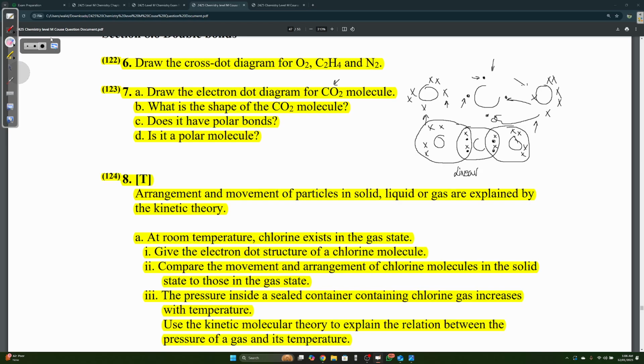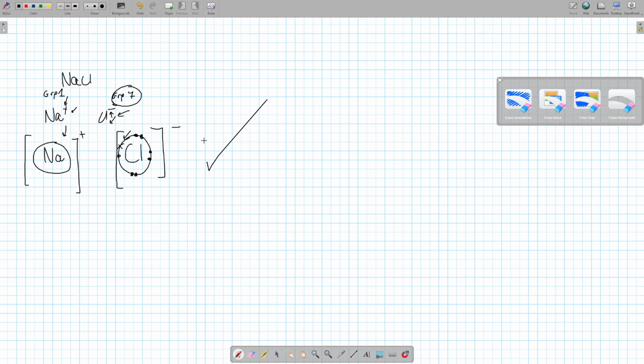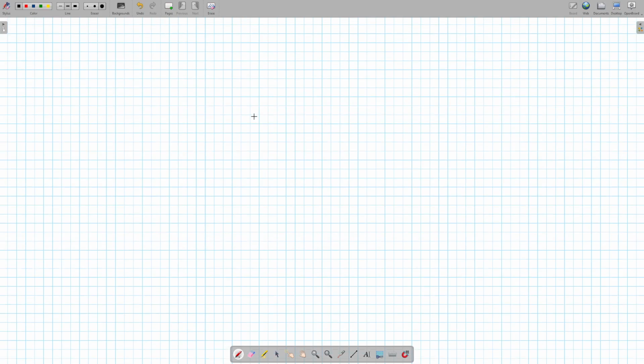Now, does it have polar bonds? Know that carbon dioxide is linear because they asked us, it was required. Does it have polar bonds? Is it a polar molecule? This is a new concept in chemistry. Now, this is actually when we start to dive deep into newer topics.